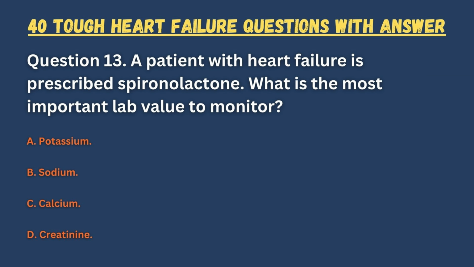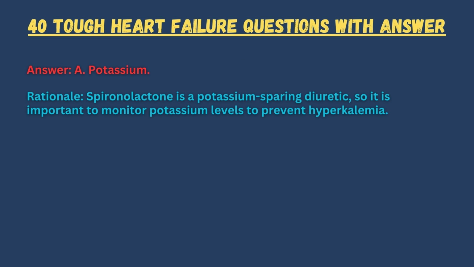Question 13. A patient with heart failure is prescribed spironolactone. What is the most important lab value to monitor? A. Potassium. B. Sodium. C. Calcium. D. Creatinine. Answer: A. Potassium. Rationale: spironolactone is a potassium-sparing diuretic, so it is important to monitor potassium levels to prevent hyperkalemia.